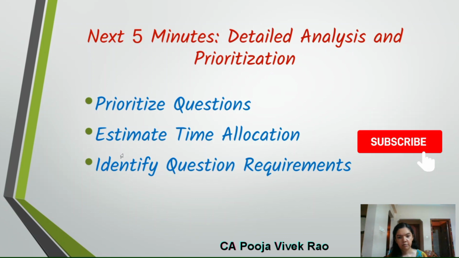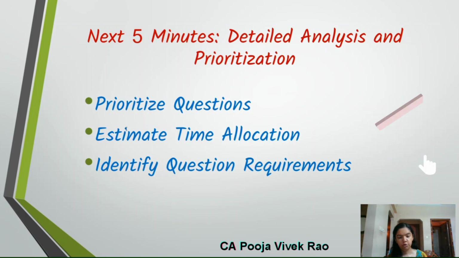Estimate time allocation. Quickly estimate how much time you'll allocate to each section or question. Remember, this doesn't have to be exact, but should give you a rough idea so you don't spend too much time on any one question. Identify question requirements. For questions with multiple parts or sections, understand what each part is asking for. If a question has sub questions, note this down mentally or underline it in the question paper if allowed. During these 5 minutes, you are basically strategizing your battle plan, deciding where to attack first and how to manage your time effectively throughout the exam.